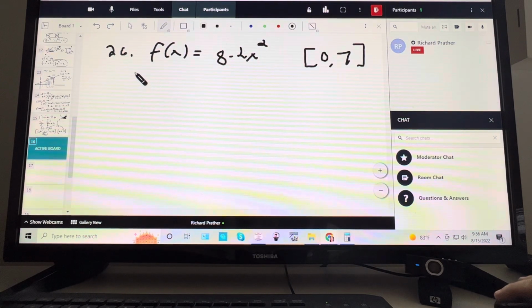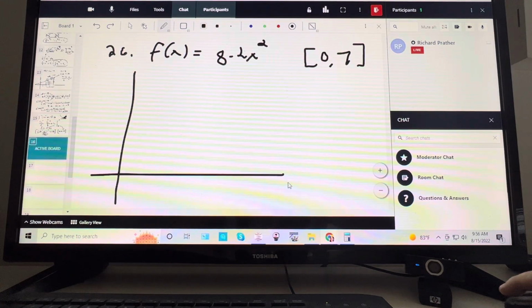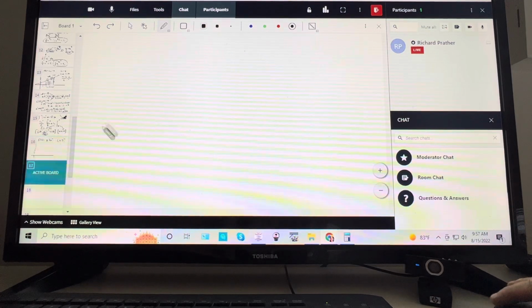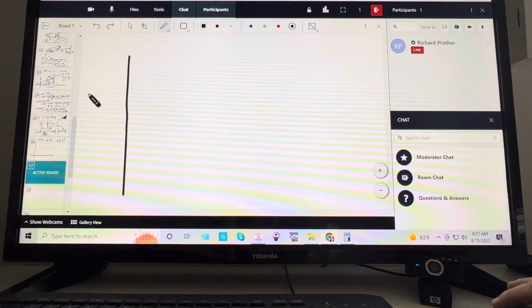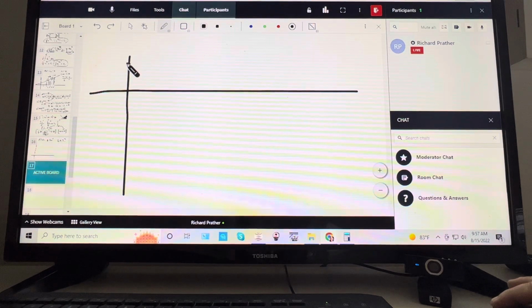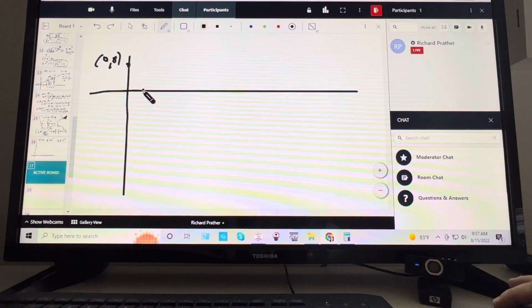This is a quadratic, and it has a starting value of 8. It's an upside down parabola, vertical stretch of 2. I didn't draw this well because it's going to be mostly negative actually. When x is 2, 2 squared is 4, times 2 is 8, that's when it hits the x-axis at 2. So actually I need to draw it more like this. It starts here at 0, 8. It hits the x-axis at 2, 0. And then it just goes down in a parabola shape after that.